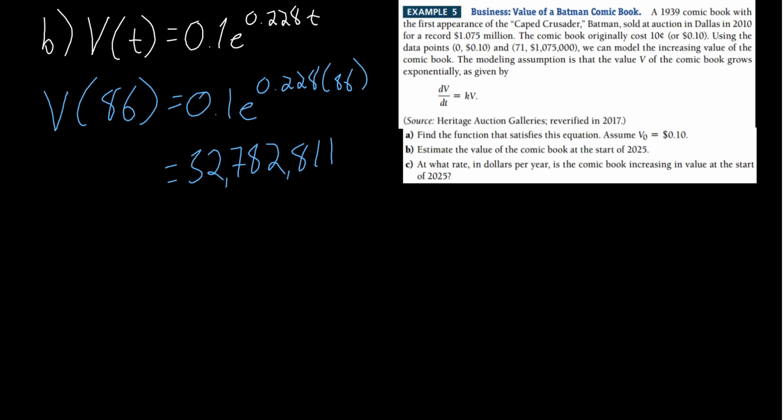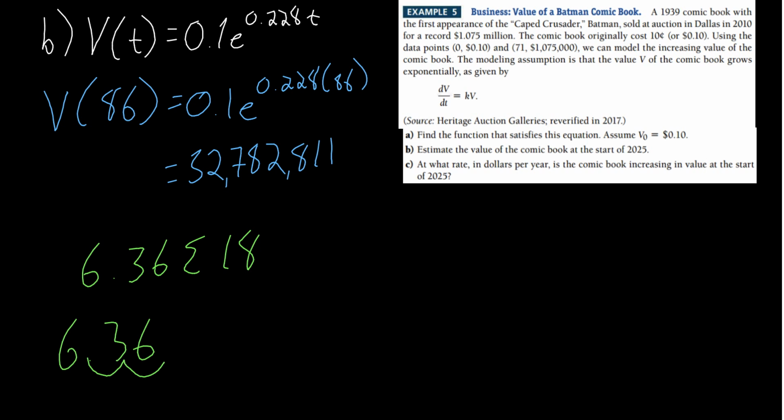Okay, so the number I get here when I replace it with a 200 is 6.36, and then we have e to the 18. And what that means is we're going to take 6.36, we're going to move this decimal 18 places. So 1, 2, 3, 4, 5, 6, 7, 8, 9, 10, 11, 12, 13, 14, 15, 16, 17, 18.